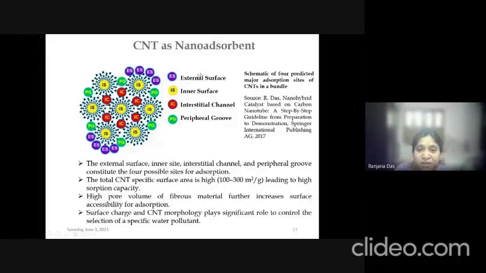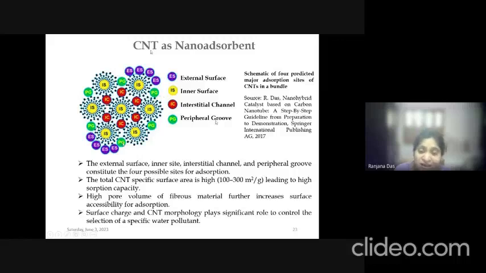Where are they? The external surface is the first one, then we have the inner surface, where molecules can also get absorbed. Then the interstitial channels. That means two tubes are there, and in between them, in these interstitial channels, the molecules also get absorbed, and also the peripheral groove. In the peripheral groove portion, they can also be absorbed.